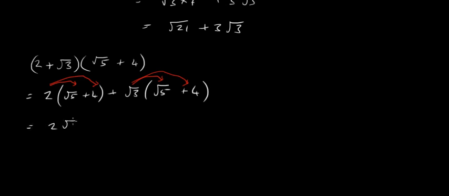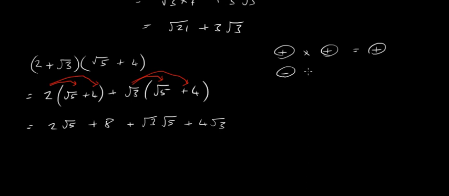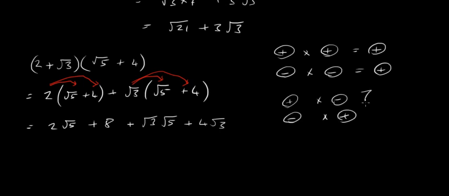Here we get 2 root 5. Here we get 2 times 4, 8. Here we get root 3 times root 5. And here we get plus 4 root 3. Now if the signs were negative here, you just have to watch the signs as you multiply. Remember, plus times plus will give us plus, minus times minus will also give us plus, and finally, if the signs are different, plus times minus or minus times plus, these two will always give us a minus. In this case we have all pluses, so it doesn't really apply, but just watch the signs in other examples.